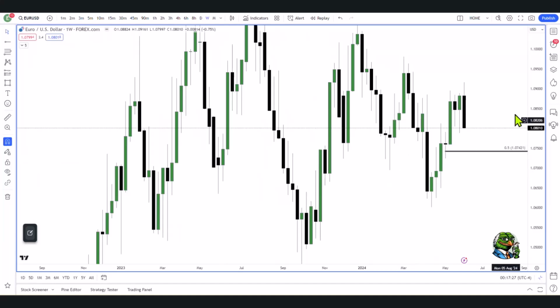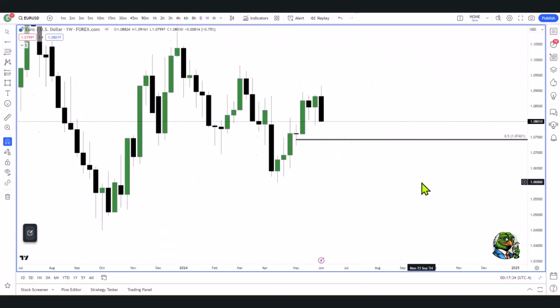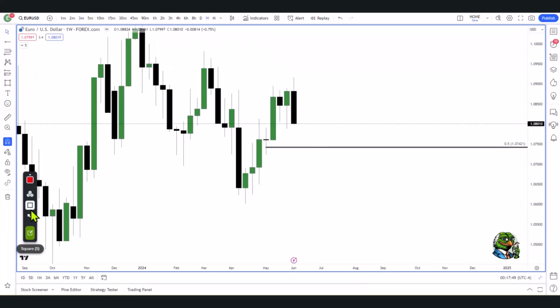Now, overall, I do think this chart that we see here, well, let me talk more about that on a daily. That'll be easier to see. But for now, on this weekly chart, I think we could get down as far as 107.42. Now, I don't expect that to be a straight move down. The market doesn't typically move like that.